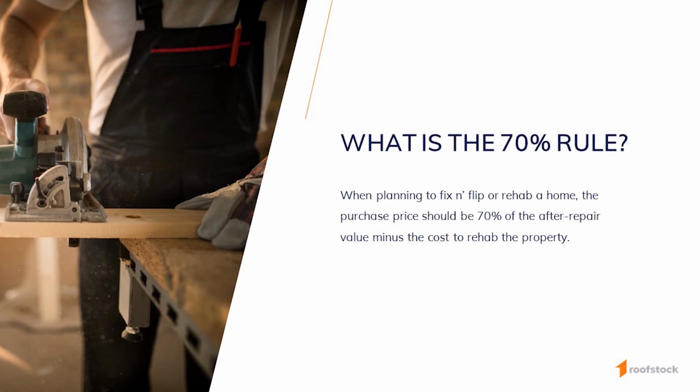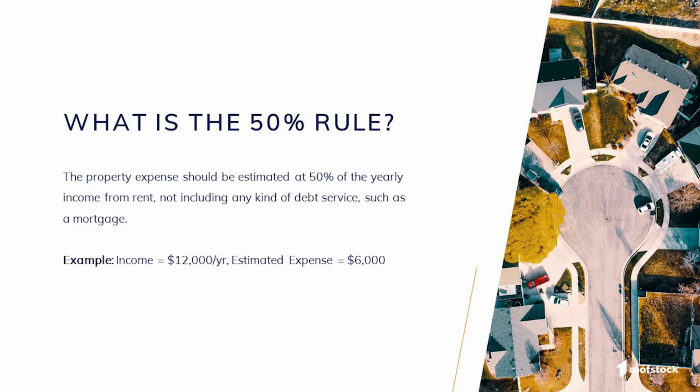Yeah, exactly. Okay, so let's move on to our fourth and final rule, the 50% rule. Emil, you're up. All right, so the 50% rule says the property expenses should be estimated at 50% of the income, not including any kind of debt service. So if you have a mortgage, it's not including that. It's just the expenses to run the home. Things like repair and maintenance, property taxes, insurance, CapEx reserves, property management fees as well.